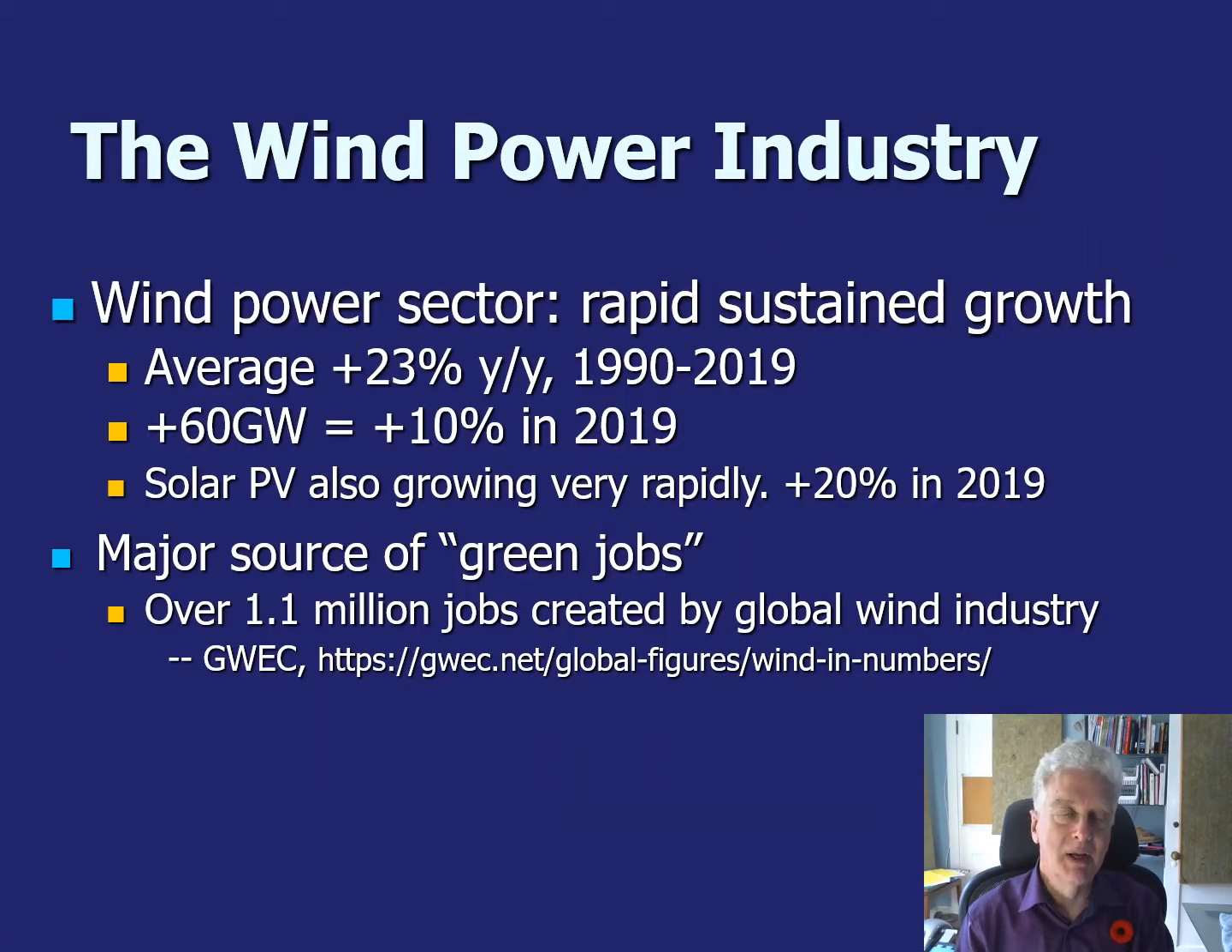So the wind power industry is really pretty substantial. It's a growing, rapid, sustained growth. It's been growing at 23% year over year since 1990 up till now. There was an addition of 60 gigawatts of faceplate power capacity. That's a 10% growth in the past year. Solar PV is also growing quite rapidly, around 20% per year this past year.